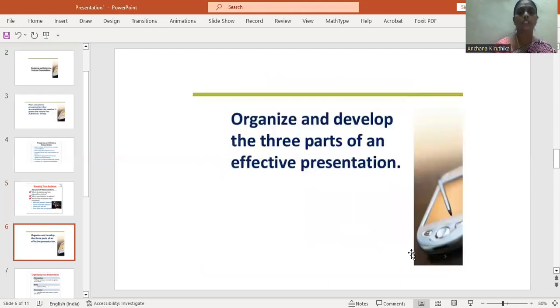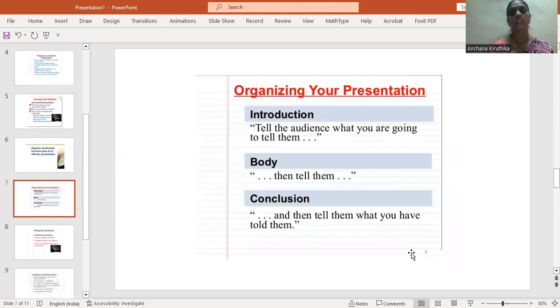And when we organize, we have to develop the three parts of an effective presentation. First one is organizing a presentation. It should have three components: introduction, body of the presentation, then conclusion. During the introduction, the speaker has to tell the audience what they are going to talk about, what the topic is, why they have chosen the topic, why it is important to the audience. In the introduction itself, they can tell about that.